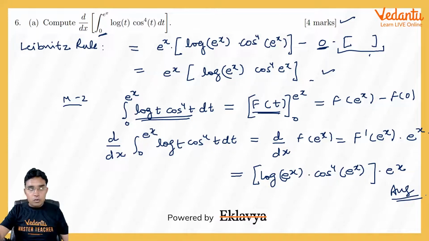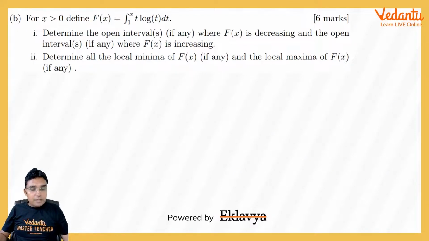Okay, now coming to the B part of this question, which says for x greater than 0 define f(x) is equal to integral from 1 to x of t log t dt, determine the open interval if any where f(x) is increasing and open interval if any where f(x) is decreasing. Now this increasing or decreasing will be determined by the derivative of f. So this will be done by again Leibniz rule, or you may do by the method as I told you. So here it will be 1 into x log x minus 0, you can put it directly. So this is what f dash x we are getting, and my x is greater than 0.